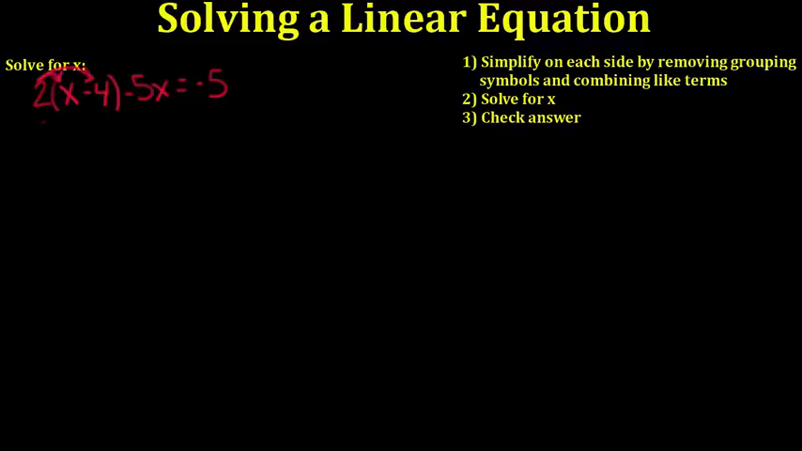2 times x is 2x. 2 times negative 4 is negative 8. And then we have minus 5x is equal to negative 5. So now we want to group all like terms. So we've got an x there and an x there. So we have 2x minus 5x.